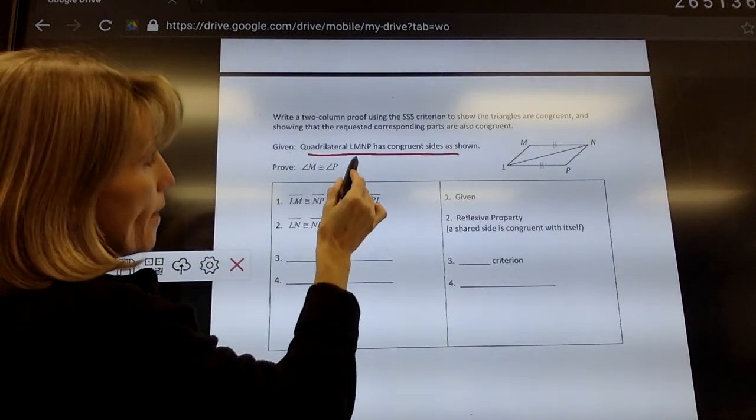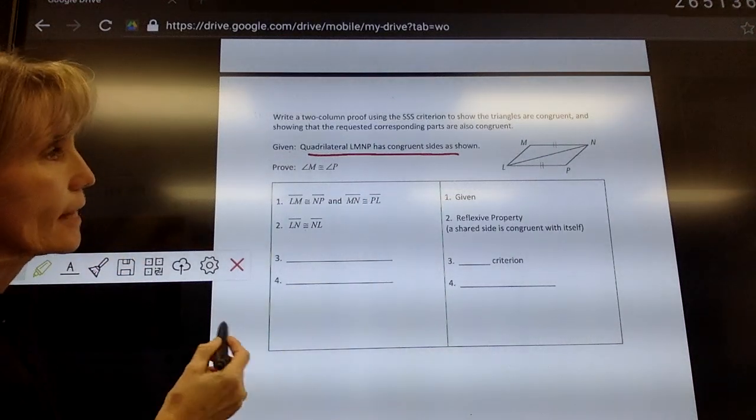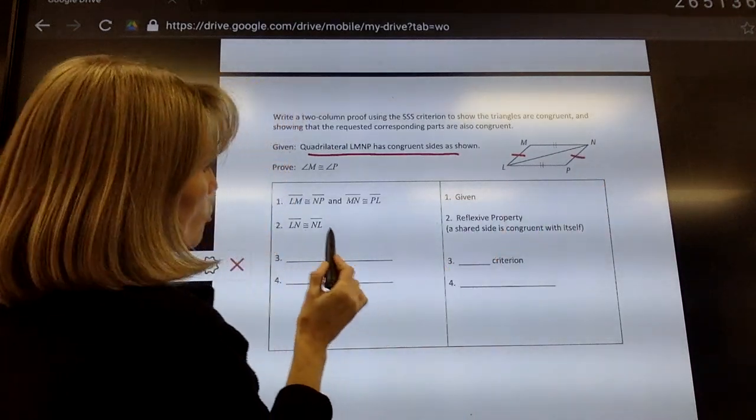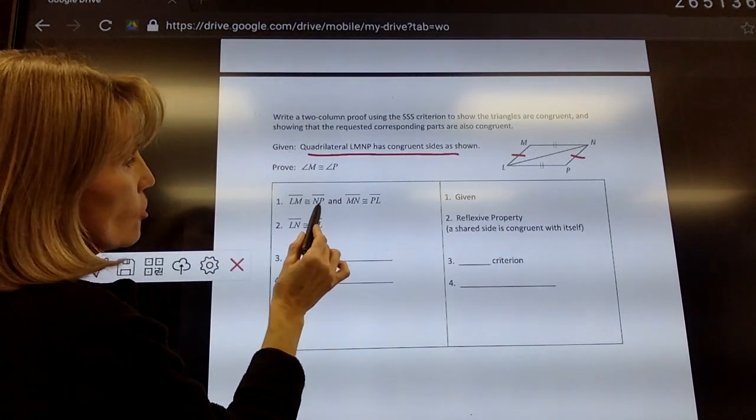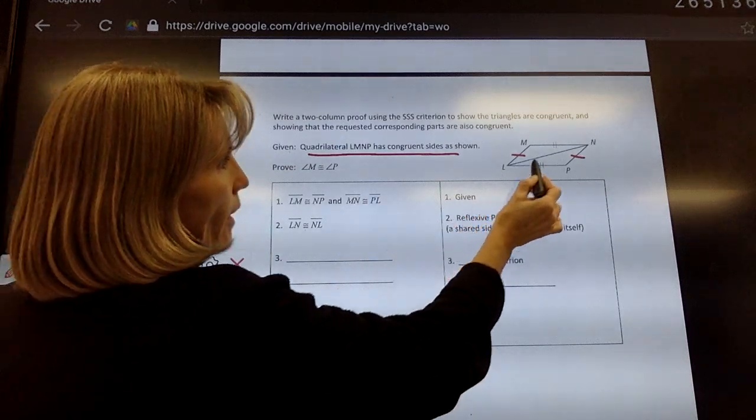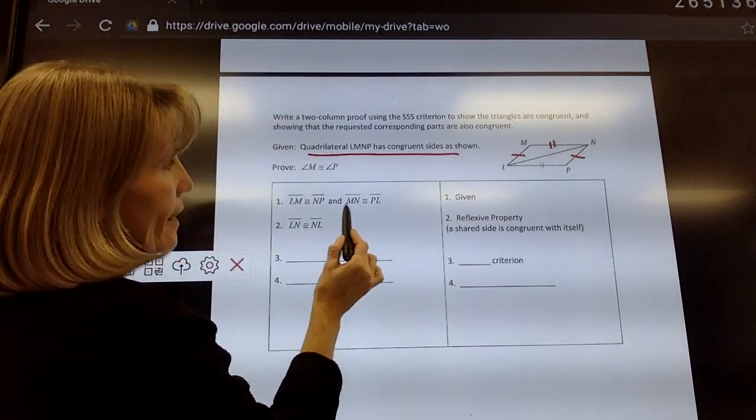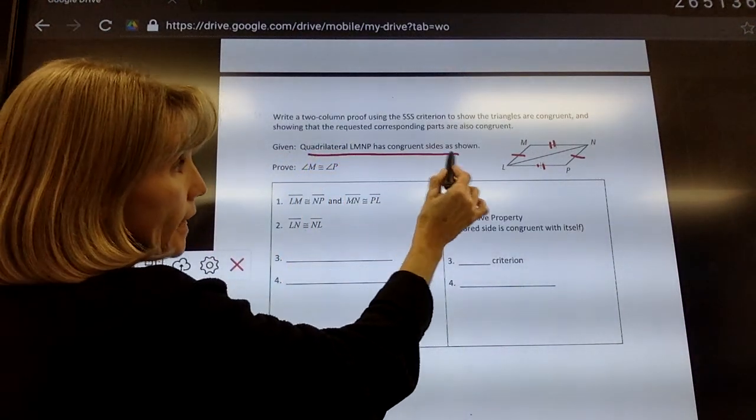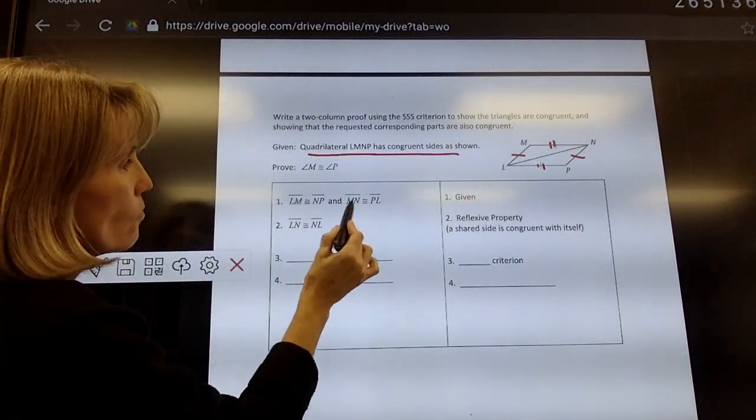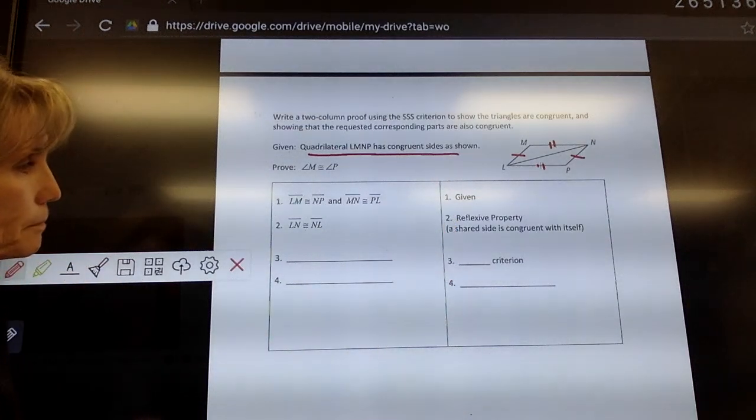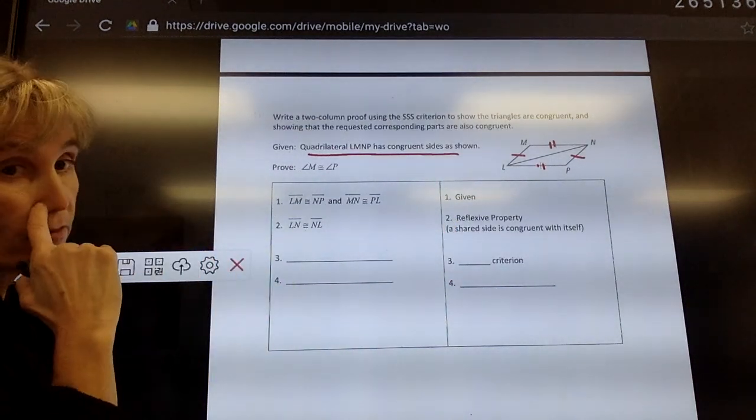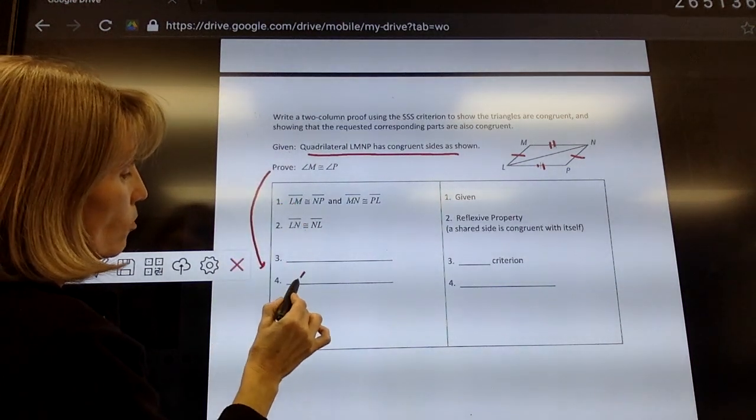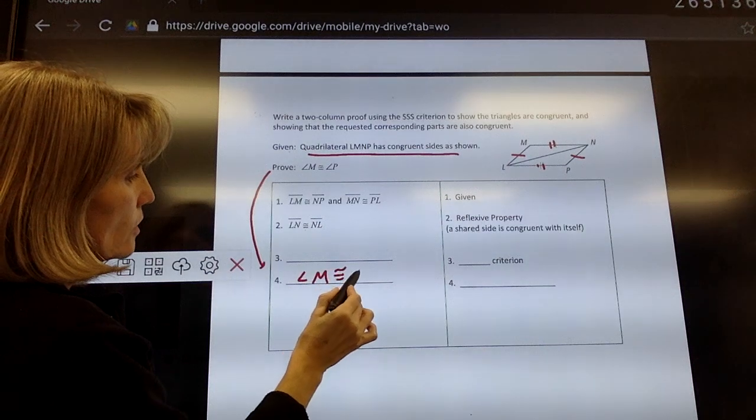Quadrilateral LMNP has congruent sides as shown. Instead of writing that in here, they just listed what's shown. So segment LM is congruent to segment NP. And they've also shown that segment MN is congruent to segment PL. So instead of writing this out, they took it off the diagram and they wrote that out and said, well, that's given. And then the last line of the proof, if you go back to what we did in our proof packet, the last line of that proof, you're going to write down, we're trying to prove that angle M is congruent to angle P.